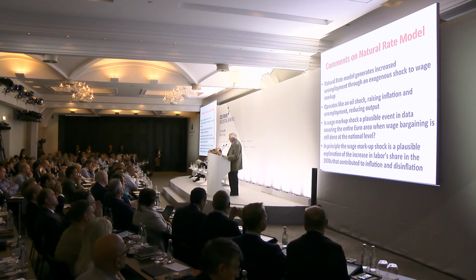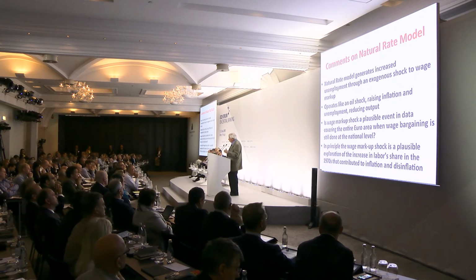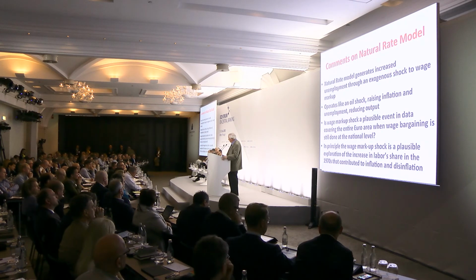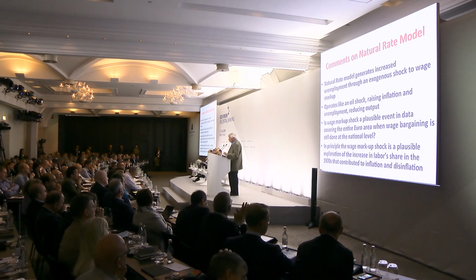So let's just conclude with some comments on the 3 models. The natural rate model generates increased unemployment through an exogenous shock to the wage markup. It operates just like an oil shock, and the timing relationships in those theoretical simulation graphs are just right. You have an initial shock, in this case to wages, it gradually pushes up inflation, and then unemployment follows and a reduction in output. I just wonder, however, is a wage markup shock a plausible event in data covering the entire euro area when wage bargaining, particularly before 1999, was carried out at the national level? I just wonder whether that leap is plausible. In principle, however, the wage markup hypothesis does have some promise to helping us understand the process by which the European labor share increased back in the 1970s.